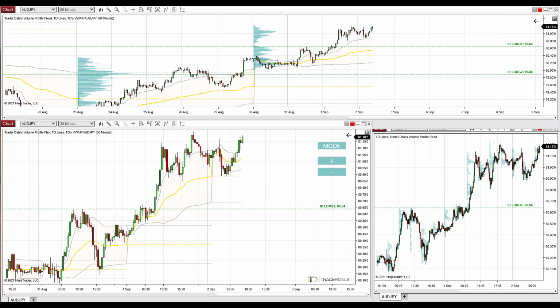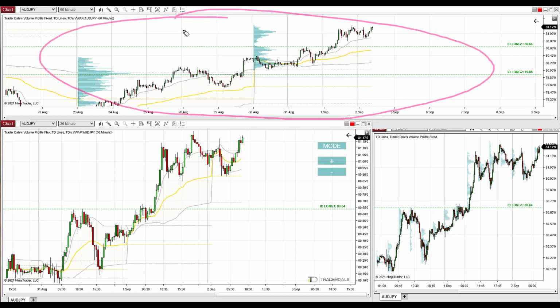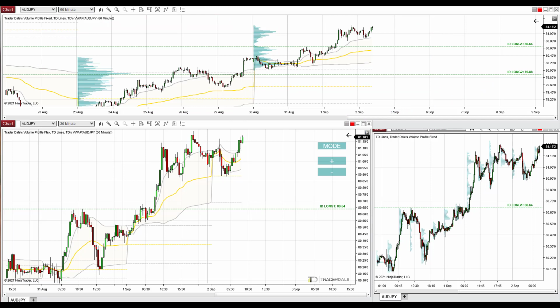Before you are Australian dollar Japanese yen charts. Those three charts are linked, so in my NinjaTrader software they always show the same trading instrument. The first chart is a 60-minute chart, and in it I use weekly volume profiles, which means that the volume profile shows the volume distribution throughout the whole week. This is my overview chart, the big picture chart.